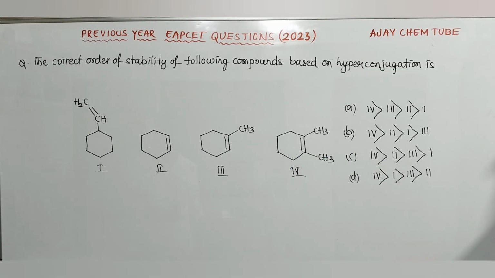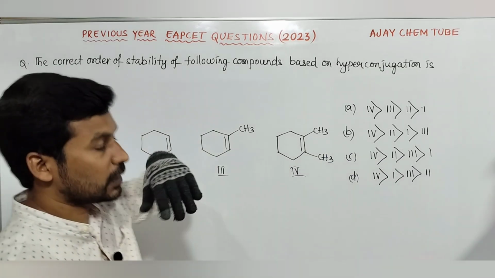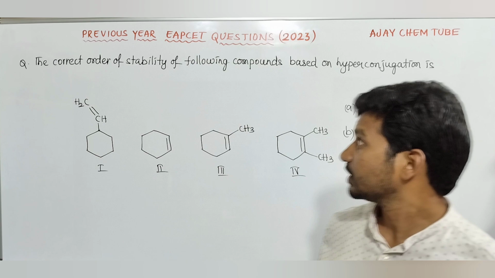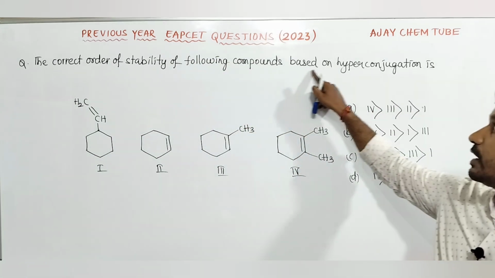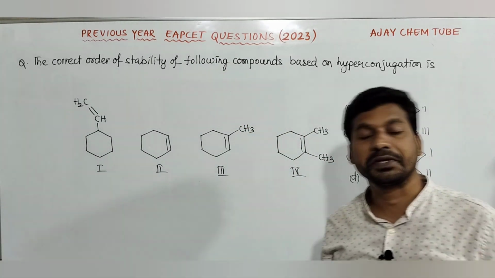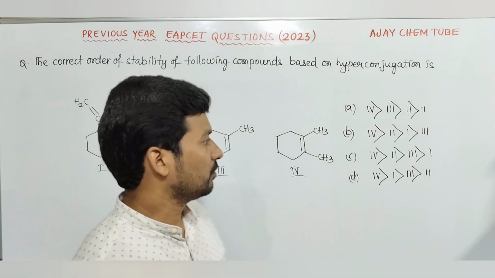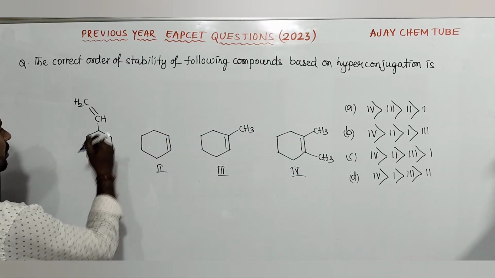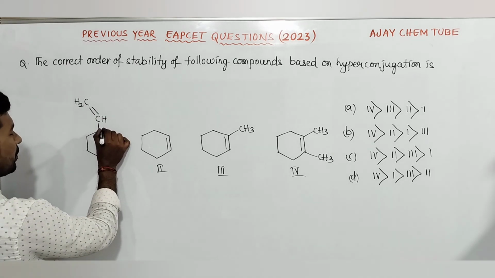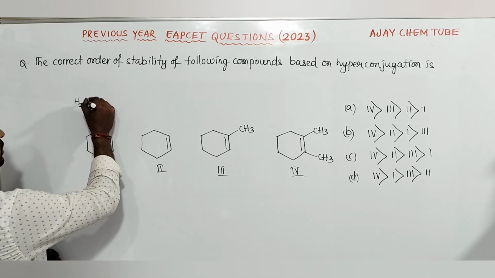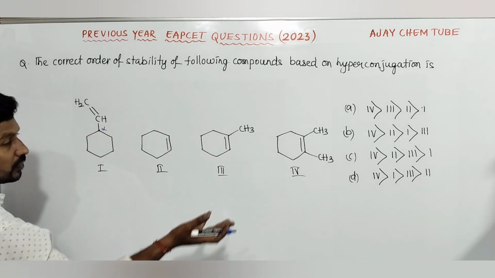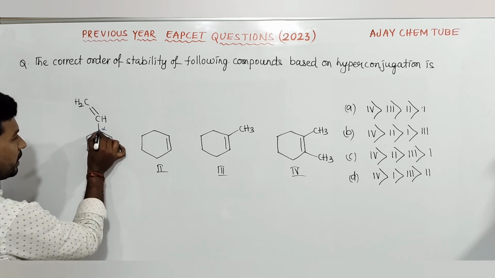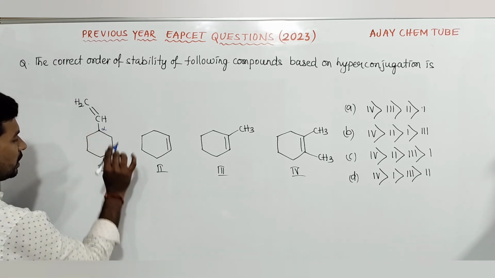Next, see this question. The correct order of stability of the following compounds based on hyperconjugation. Based on hyperconjugation, which one is more stable? See here, this is a double bonded carbon. To this double bonded carbon, the adjacent carbon is alpha. To this double bonded carbon, there is no alpha carbon. How many alpha hydrogens are there? 3 bonds means only 1 alpha hydrogen.